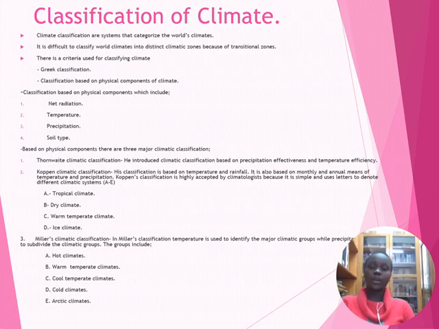In physical components, we have three categories of climate classification. The first one is the Thornthwaite climate classification, the Köppen climate classification, and also the Miller's. Thornthwaite is a classification based on precipitation effectiveness and temperature efficiency. In his classification, he gave an example.